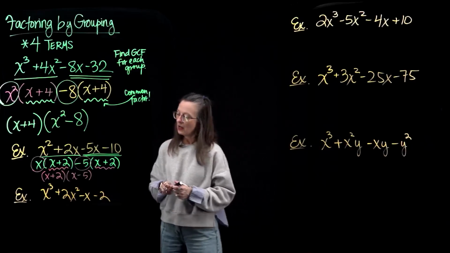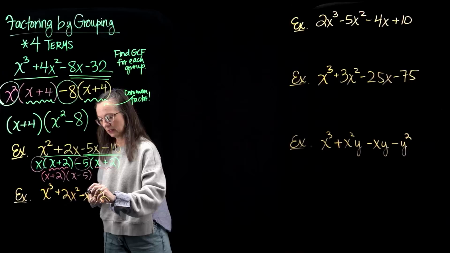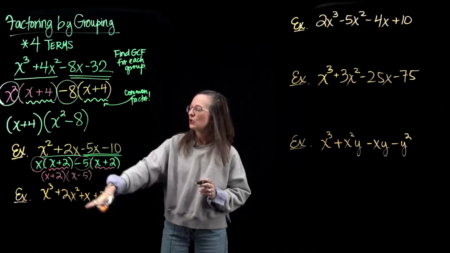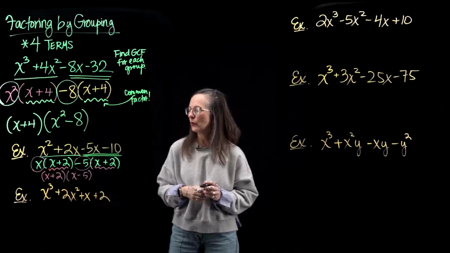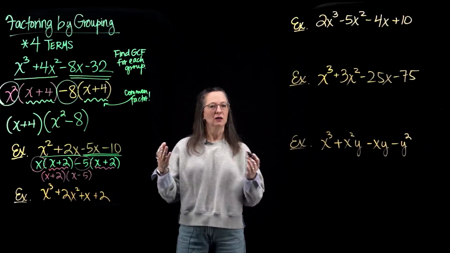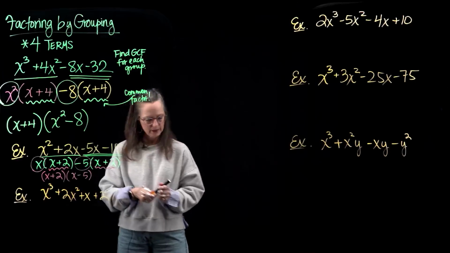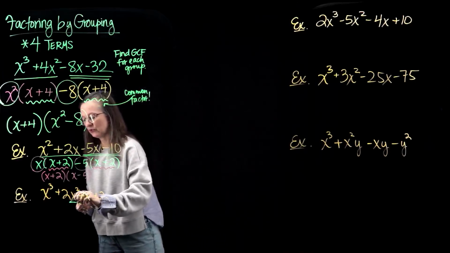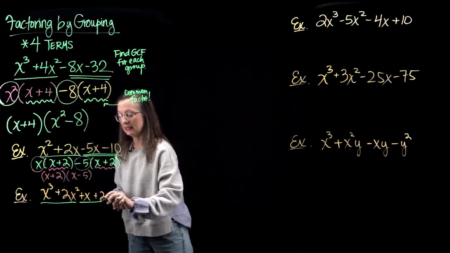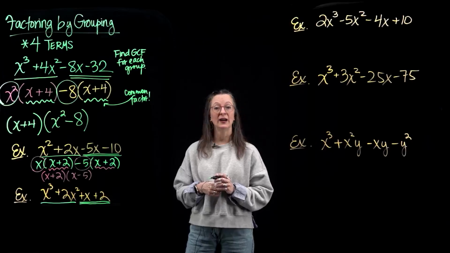Okay. I'm going to make one change on this problem before I start. All right, here we go. So x cubed plus 2x squared plus x plus 2. All right, so we have 4 terms. We want to try factoring by grouping. I'm going to underline the first 2 terms, x cubed plus 2x squared, one time. And then the second 2 terms, plus x plus 2, I'll underline twice.